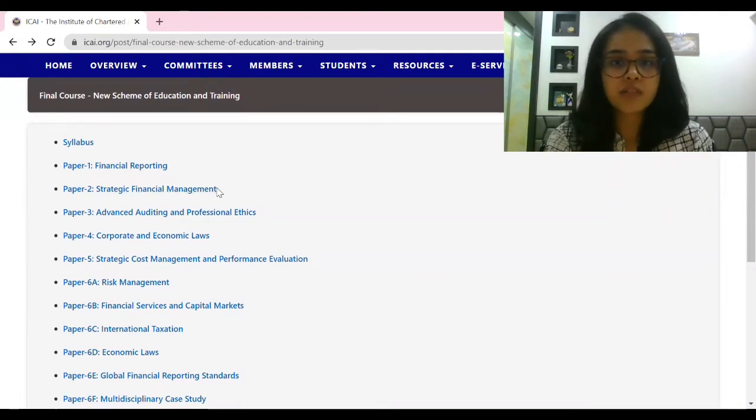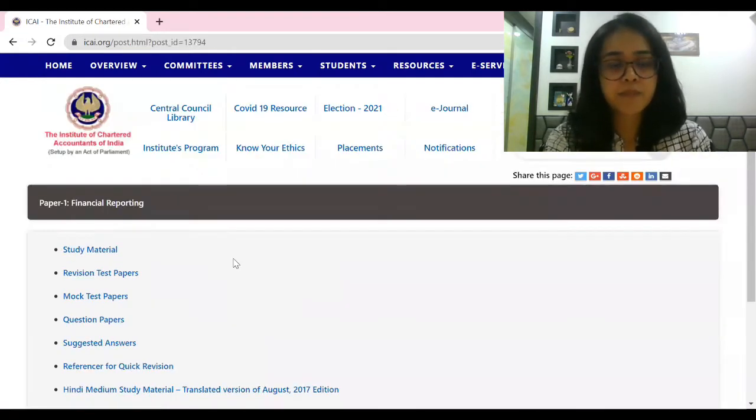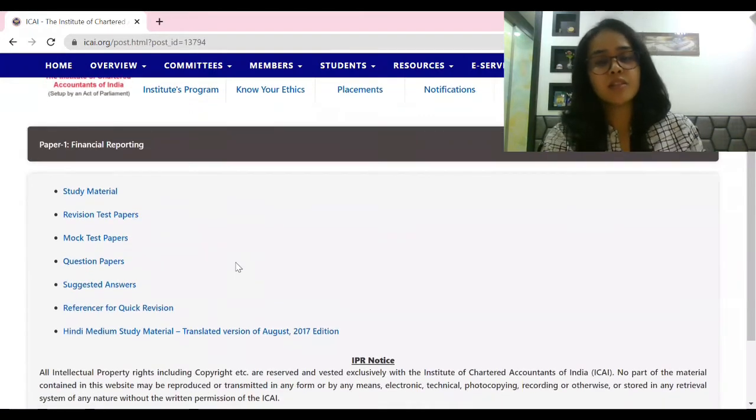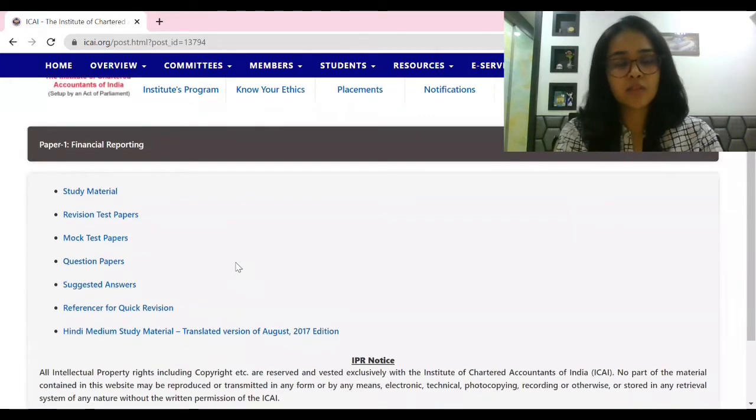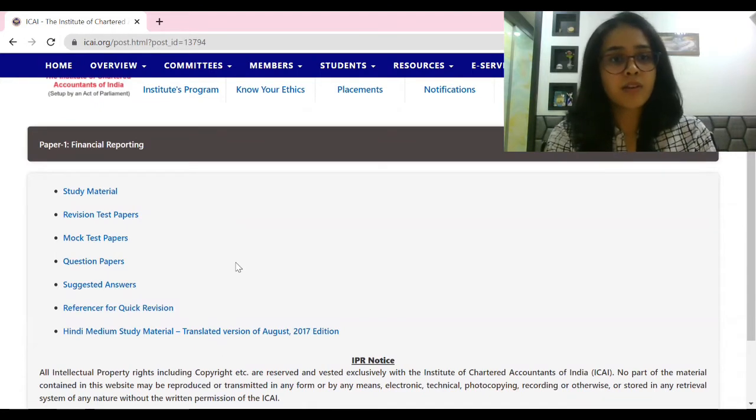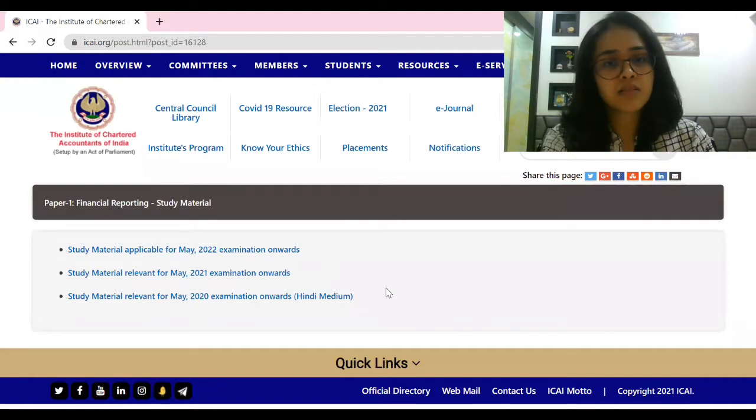So starting with the first subject is financial reporting. Now here you'll be able to see there are certain links available. The most common one here used is study material. Now study material is known to everyone and it's common for all the subjects. Now here the ICAI releases a study material for every May attempt. So for May 2020, ICAI usually releases the study material by December 2021.